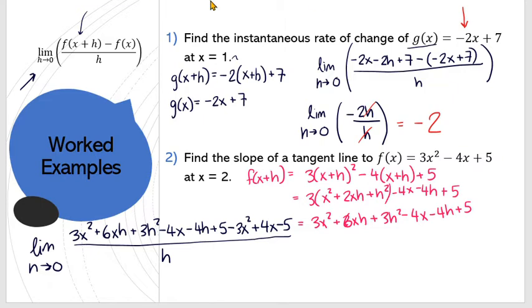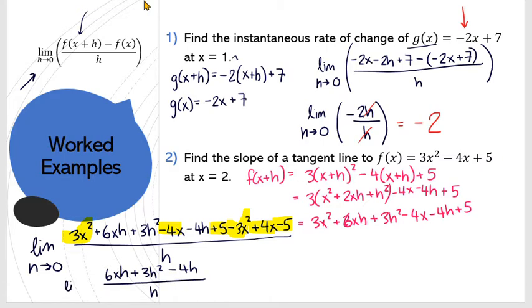Everything I highlight will cancel. 3x squared minus 3x squared, minus 4x plus 4x, plus 5 minus 5. So those are all gone. So it's getting a little better. And let's see what we're left with. Right now, I have 6xh plus 3h squared minus 4h all over h.